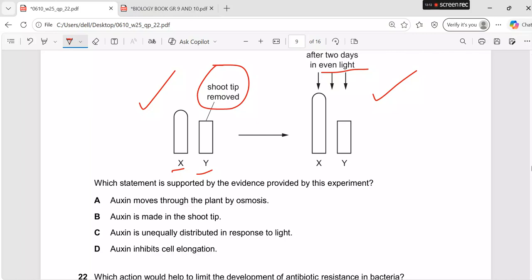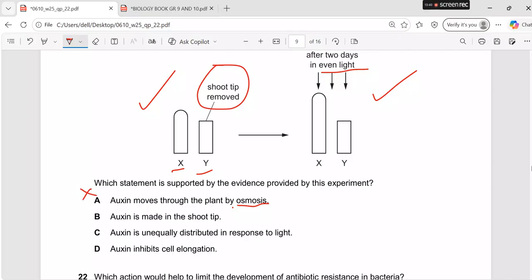Oxygen moves through the plant by osmosis. We should rule out. Why? Osmosis is not the correct word for oxygen moving through the plant. Why? Because osmosis is specifically for water movement through the cell surface membrane from one cell to the other. So, of course, A, excluded.